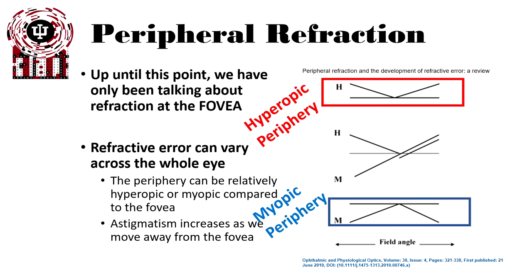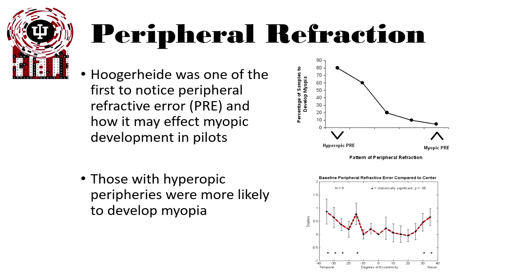Here's two examples. Well, the one in red is a hyperopic periphery. So this might have a signal that you might want to grow back in the periphery. Conversely, the lower one is a myopic periphery where the image is in front of the retina relative to the fovea. And this would suggest stopping or slowing growth.